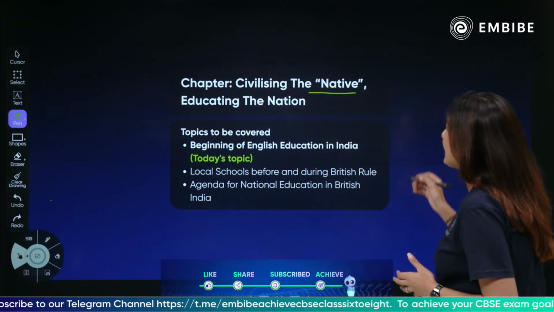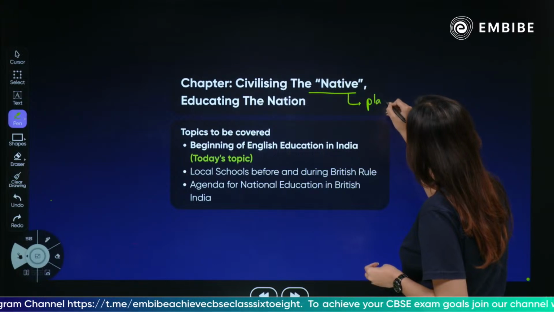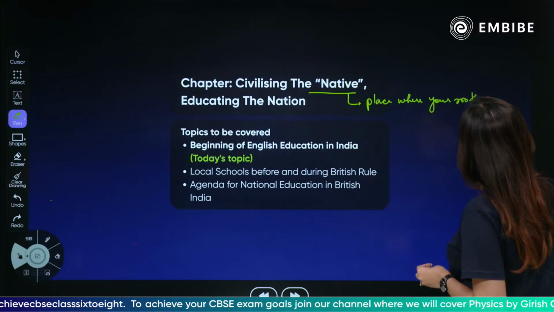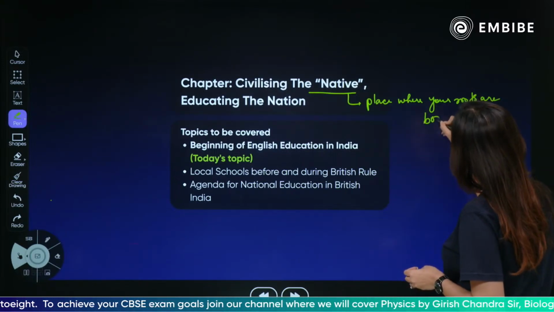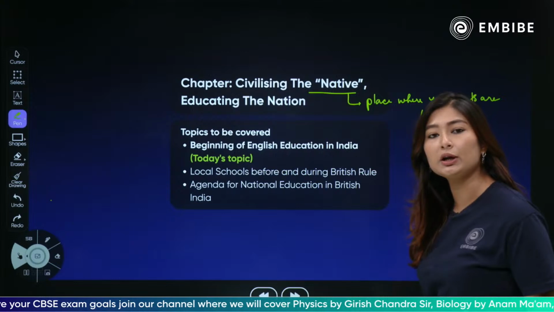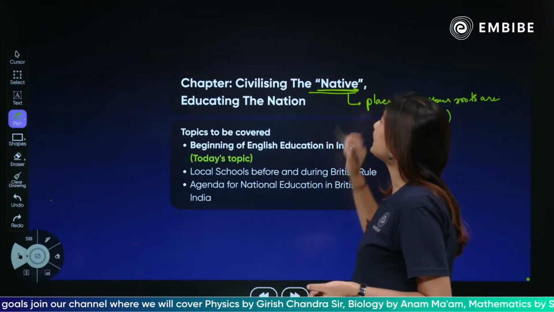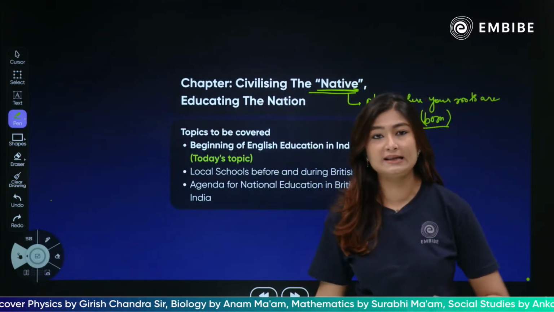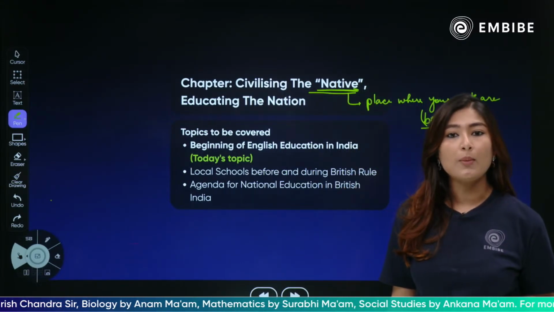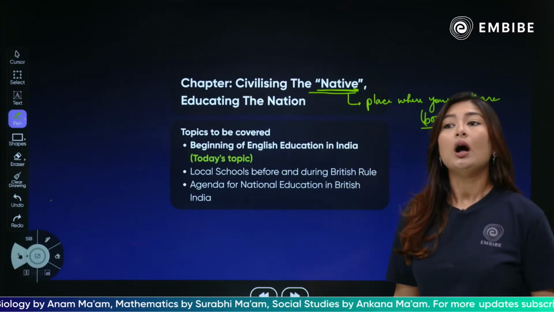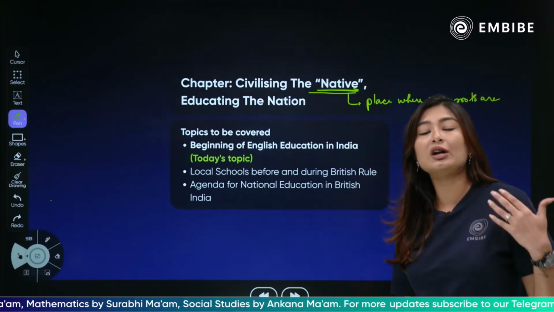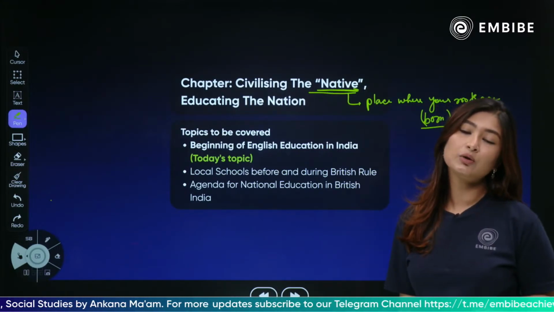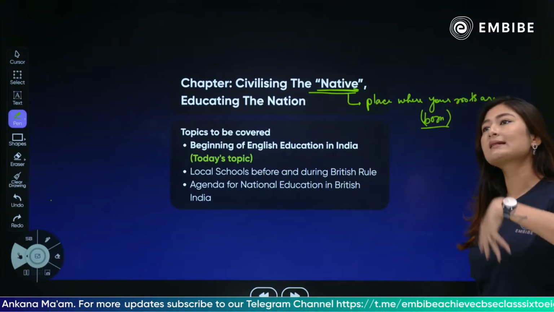Okay. Native is basically, बच्चे, a place where your roots are. When we say your roots are, what do we mean? People who are born in a particular place, people who belong to a particular place, that place is known as their native place. So when we are saying civilizing the native, we basically mean civilizing the Indians, teaching them, educating them in the Western format, or bringing a new format of teaching, a more organized and a new functioning system of teaching, which was not here otherwise, right? Absolutely, Angel, बिल्कुल सही.